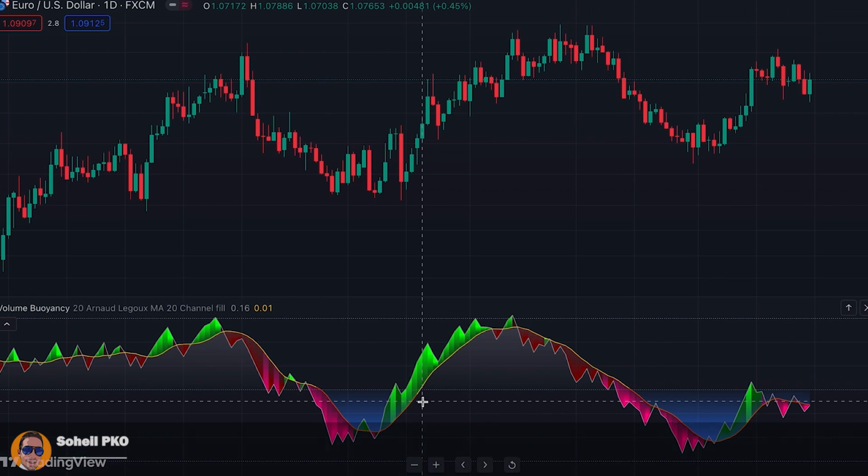This indicator analyzes volume data to measure the strength and direction of the market sentiment, and this volume based insight is valuable information that you can use for confirmations in your trading strategies.